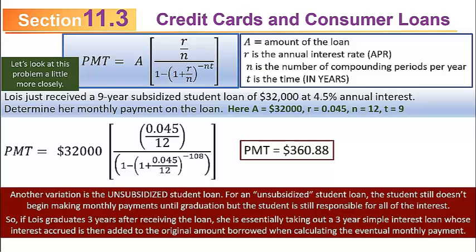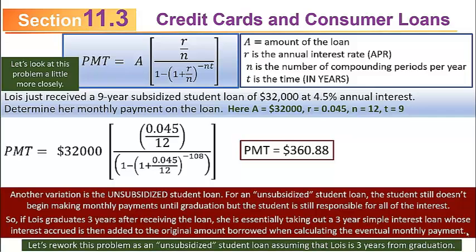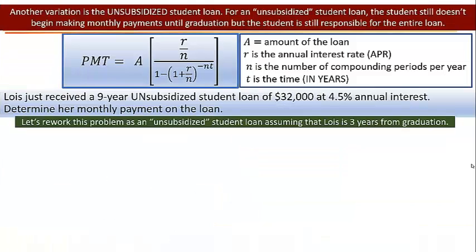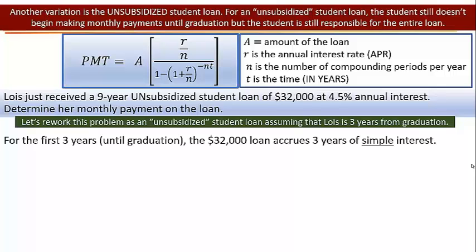So it's like a loan, and in this case, a simple interest loan. So you have to treat it that way. So if it's an unsubsidized loan, let's go back and do the calculation there. If we're reworking this problem as an unsubsidized student loan, assuming that Lois is 3 years from graduation, then for the first 3 years until she graduates, that $32,000 loan accrues 3 years of simple interest.